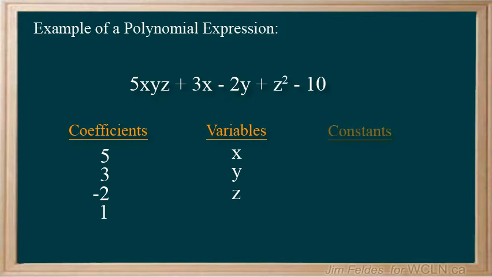Lastly, do we have a constant in this expression? We notice that the last term, the -10, is all by itself. This implies a variable to a 0 power, and thus we know that the -10 is a constant, as the value will not change.